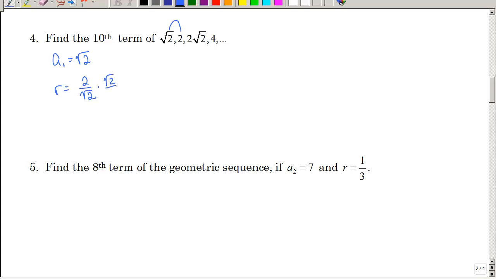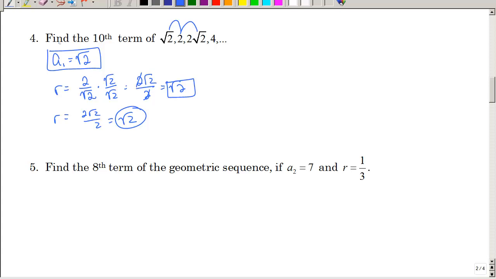Could I simplify that? Yeah, let's go ahead and rationalize that denominator. We have 2 square root of 2 over 2, so that's the square root of 2. It may have been easier if I had taken the next one and said 2 square root of 2 over 2. So again, R is the square root of 2. The first term is the square root of 2. And I want the 10th term, and that's N. So the 10th term is the first term times R raised to the 10 minus 1 power, N minus 1. And again, you cannot multiply those together. We have to do order of operations first.